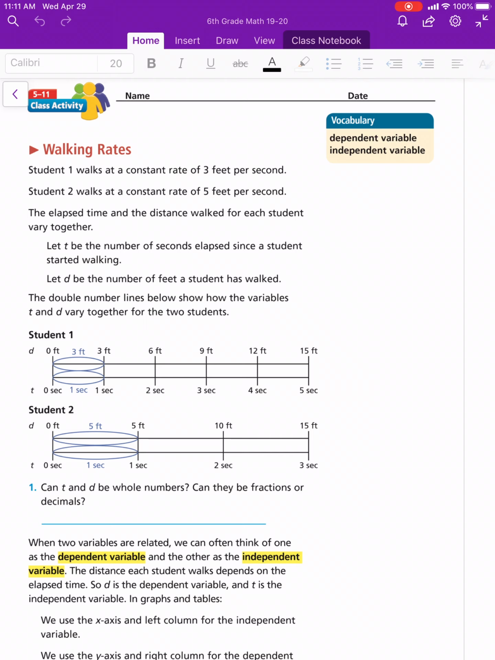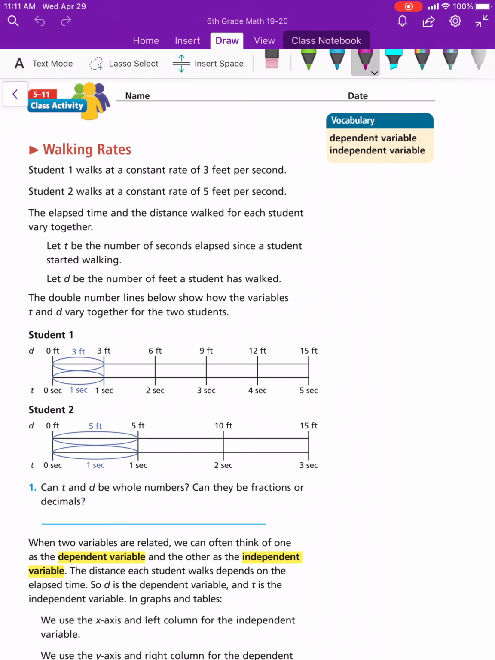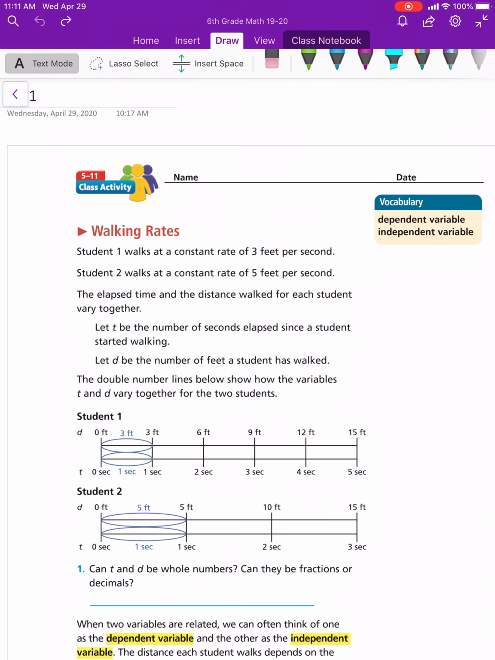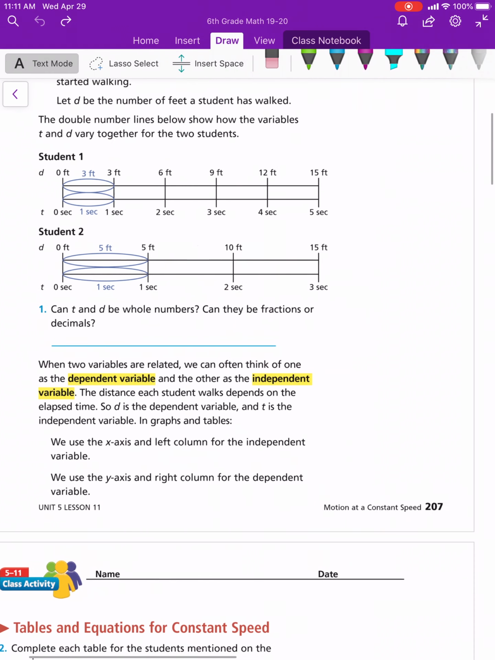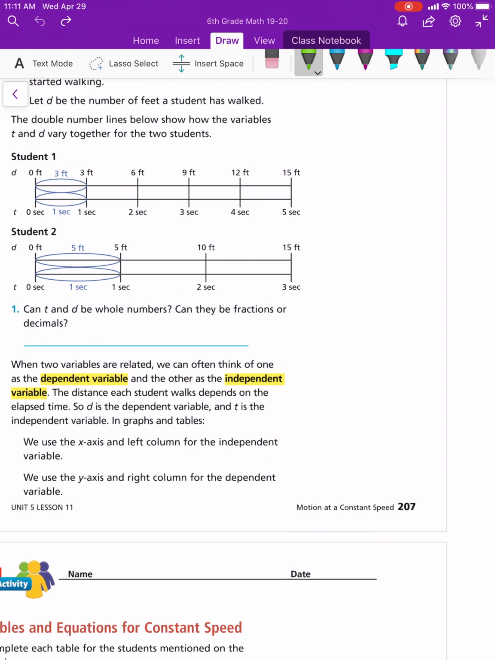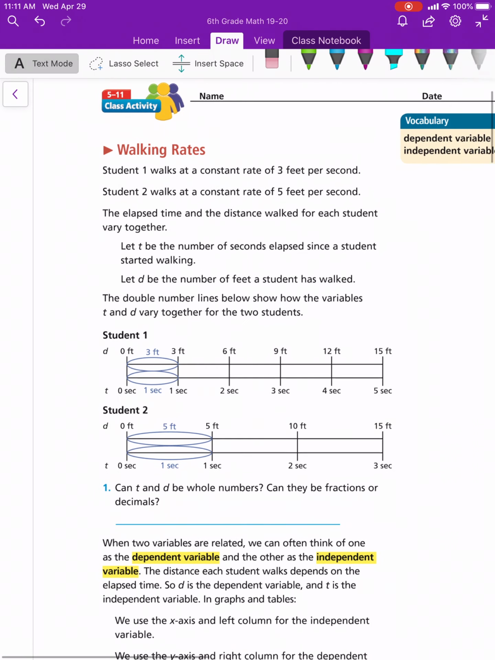So let's go ahead and turn to page, what is this? Sorry. This is page 207. So if you go to 207 on your math journal, that's where we're at.